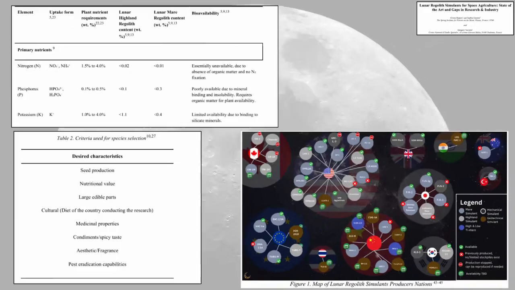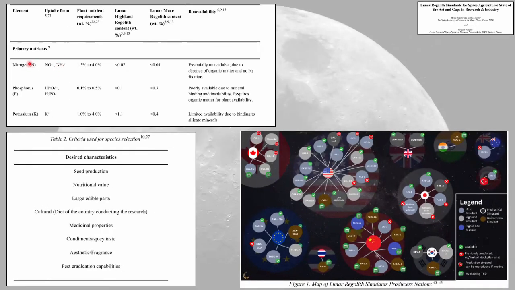Anyways, so here's some nice tables of the primary nutrients, so nitrogen, phosphorus, potassium, the uptake form, what the plants actually require, and what the actual lunar highland and mare has, and it's very low for nitrogen. Okay for phosphorus, but needs to be unlocked. And then potassium kind of depends on where you're at. And when you're growing plants, you're going to need to select different characteristics for your particular outcome.